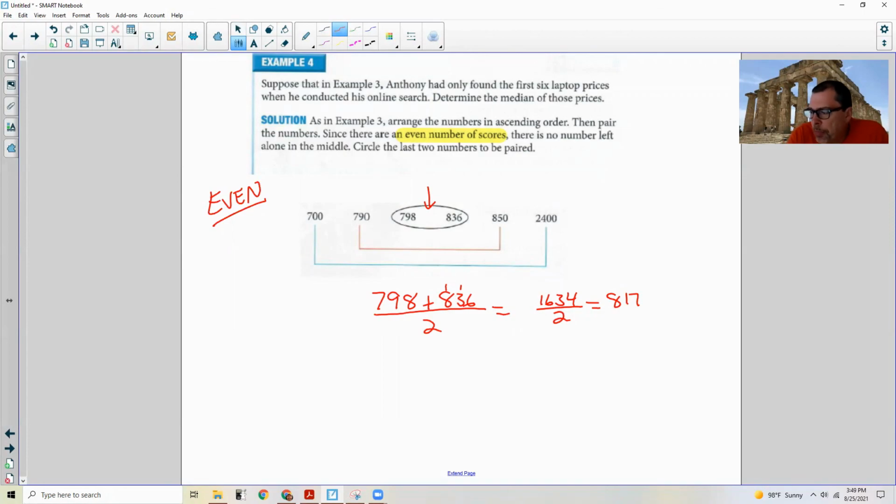Again, notice that the number of scores below the median is the same as the number of scores above the median. Okay, so now that the median is 817, we have 3 values below and 3 above. And the median is resistant to extreme scores, or in this case, dollar values.